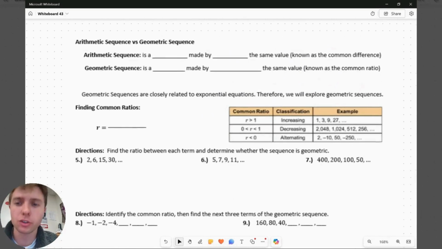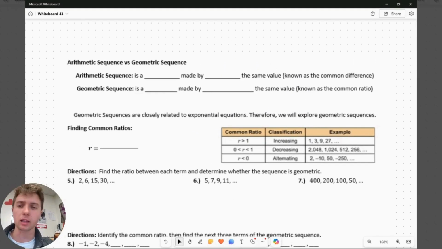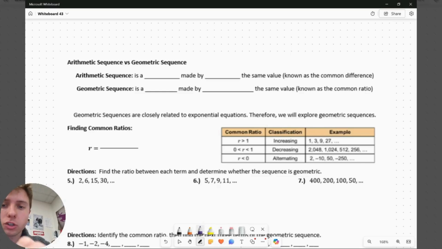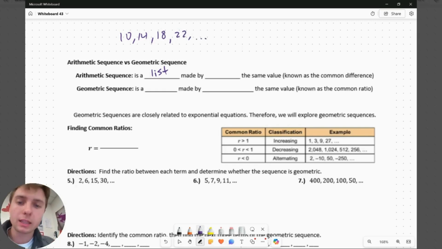It's focused on geometric sequences, but let's go ahead and look at two types of sequences, or define two types real quick. A sequence, first thing you should know, is just a list of numbers, right? For example, you might have a list of numbers like 10, 14, 18, 22, ... It just continues. Well, if that list of numbers is made by adding or subtracting the same value, that is what's known as an arithmetic sequence.